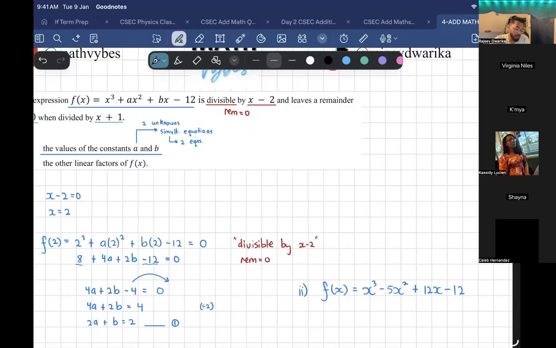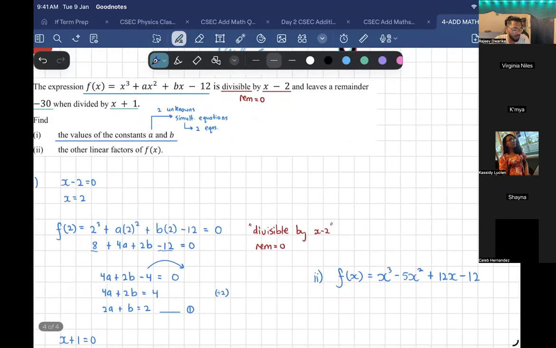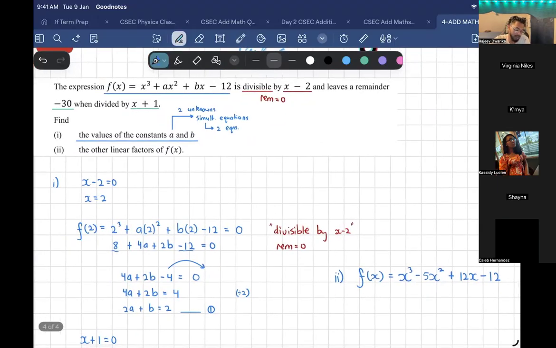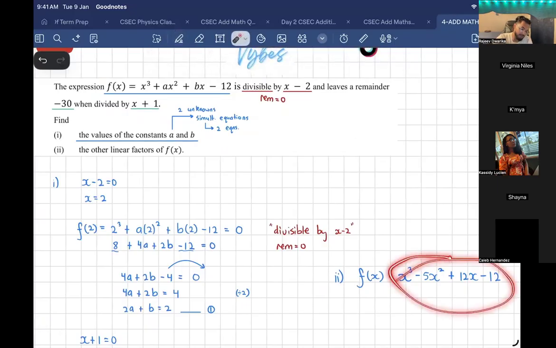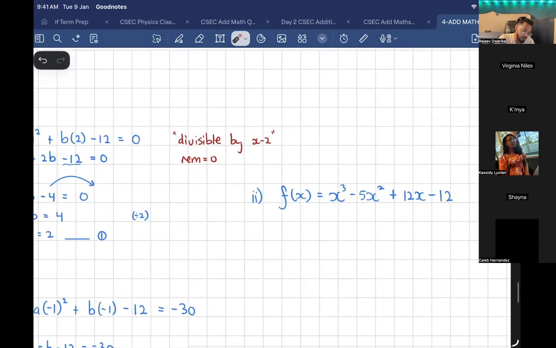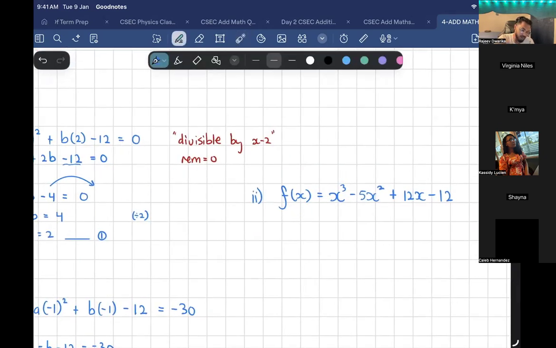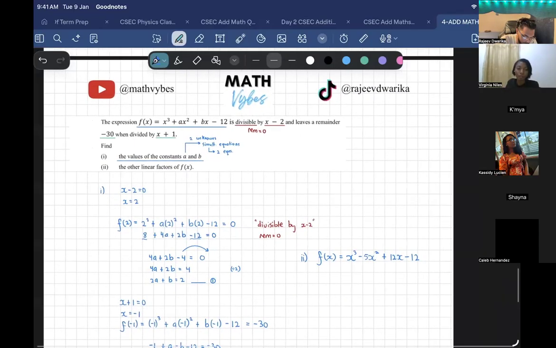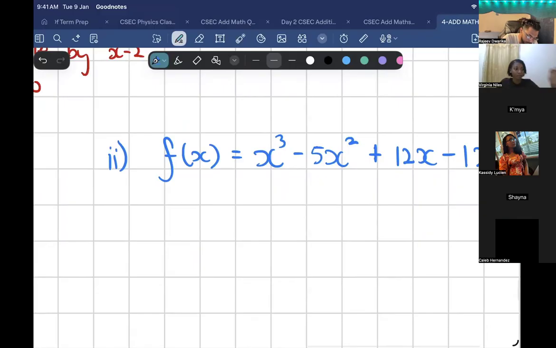Kamaya, do you know why we're gonna divide that by x minus 2 as opposed to x plus 1? What would I divide this by to find the other linear factors? x plus 1 or x minus 2? x minus 2. Why do I have to do x minus 2? Because x minus 2 is a factor. Good. So the quotient will be a product of two other linear factors and the remainder will be 0. Cool. So of course I'm gonna pick x minus 2.